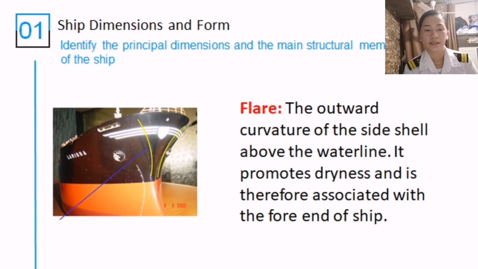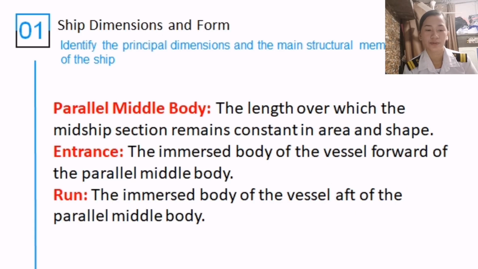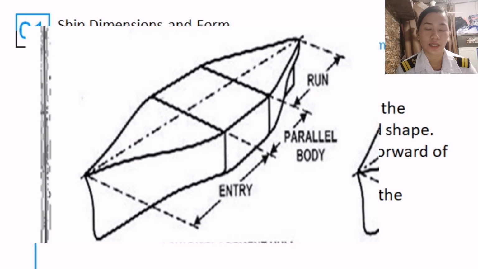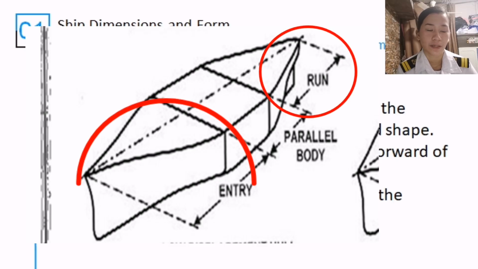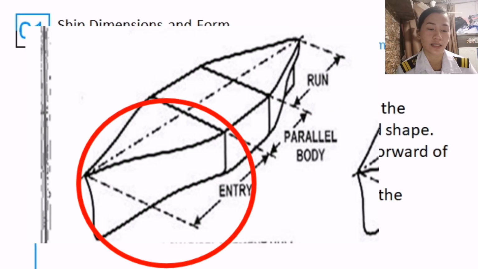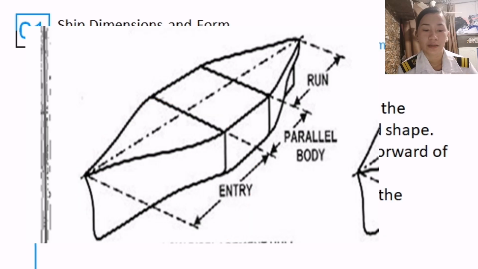So next is what we call the parallel middle body, entrance and run. So kaning parallel middle body, that is the length over which the midship section remains constant in area and shape. So let's say for example, mao ni ang atong vessel. So kaning naka-straight line pa nga part sa kilid sa atong vessel, mao na siya ang parallel body. So kaning run and entry class, mao na siya ang part sa atong vessel nga ni-curve na. Okay, kani this is our run, then diri nga dapit this is our entry. So kanang entry, that is located in the forward part of the vessel, then kanang run is located in the aft part of our vessel.